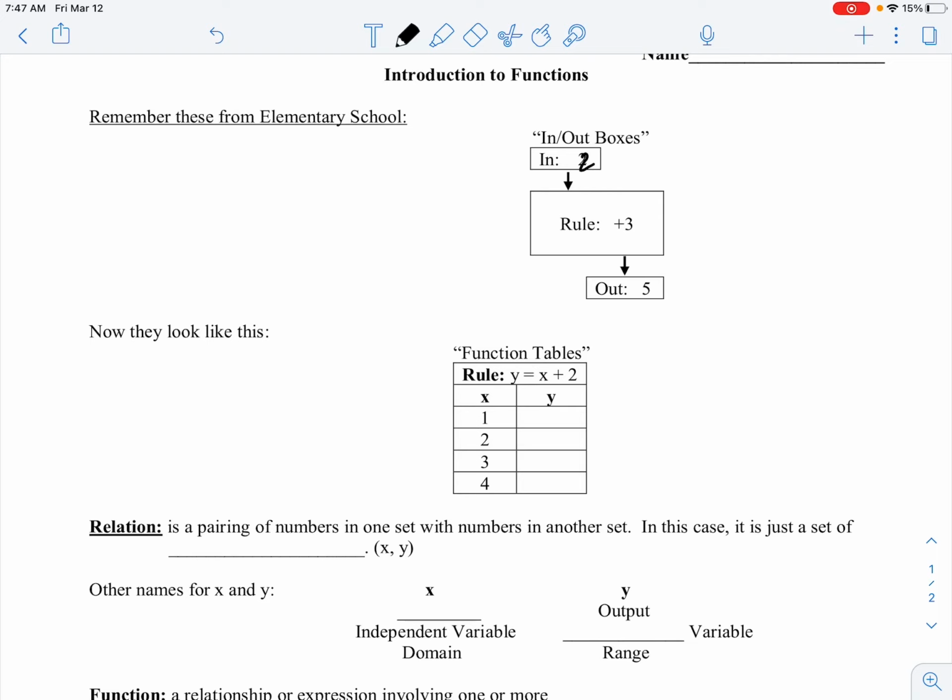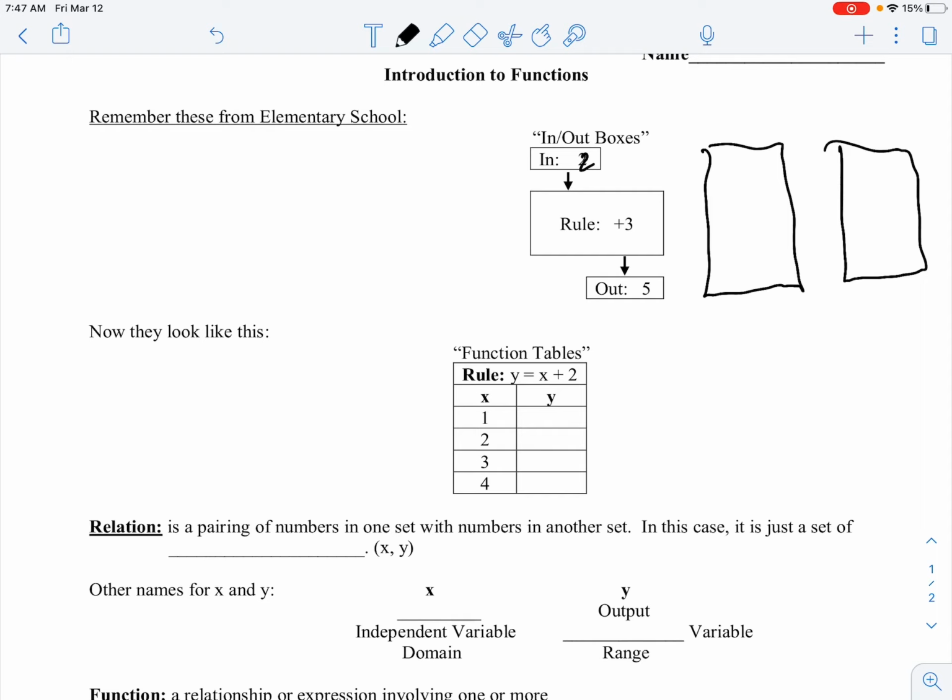So what we're starting to do now is if we do a bunch of these in and out boxes, see how much space they take up. If we have to do a couple, we start taking up a lot of space on our paper, right? So what we're trying to do is condense all this information into a more user-friendly and space-saving table. So now our in-out boxes are going to start looking like these function tables to save us some space, to make life a little easier.